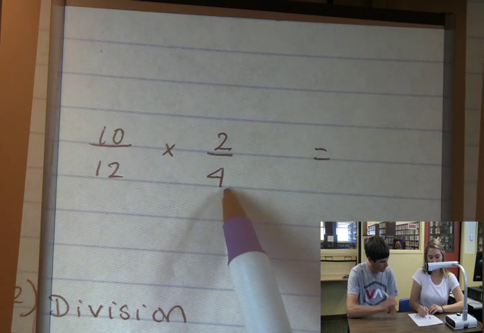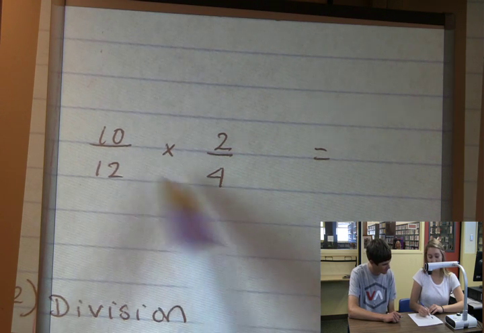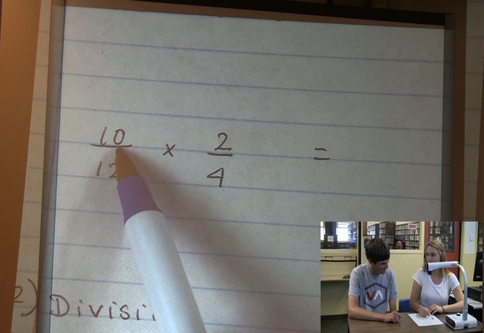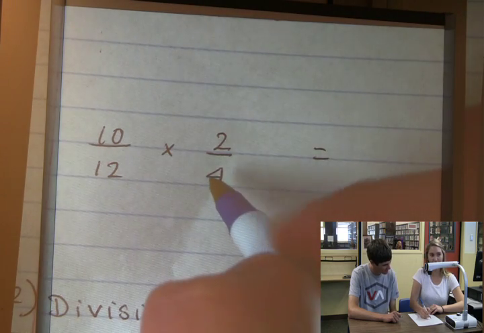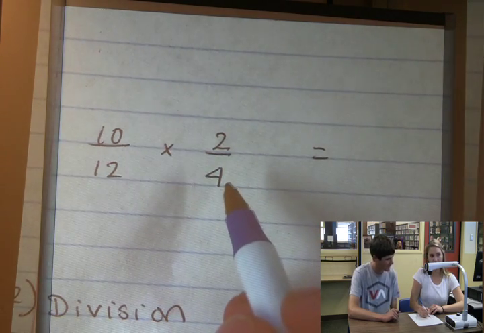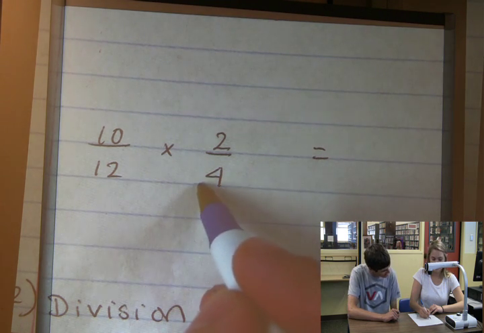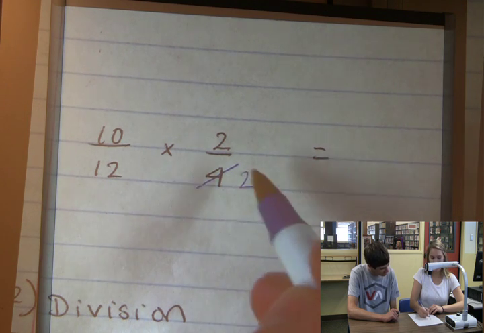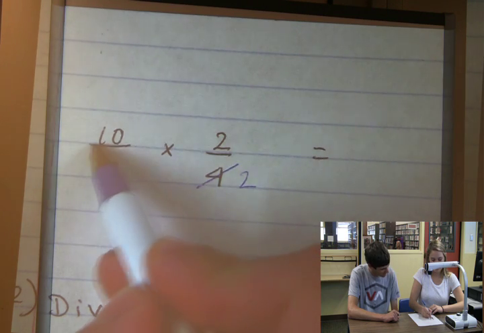So what goes into 4 and 10? Doesn't 4? 10 isn't divisible by 4. What about 2? Right, 2 works. Okay, so if you divide 4 by 2, what do you get? 2. Right, so then you cross 4 out and you write 2. And if you divide 10 by 2, what do you get? 5.